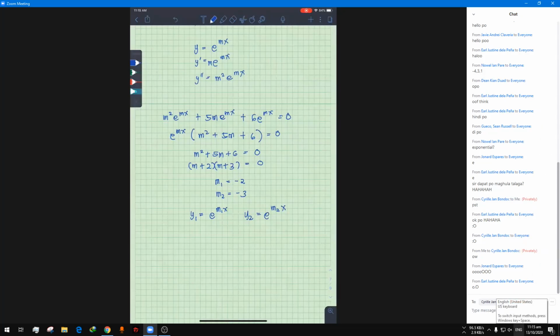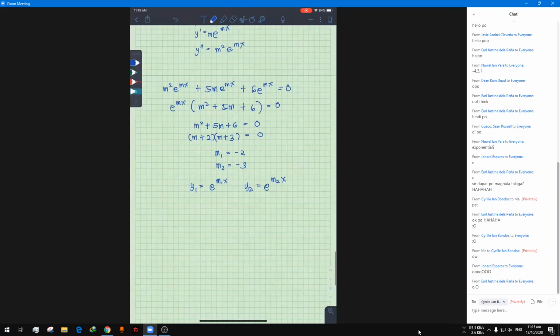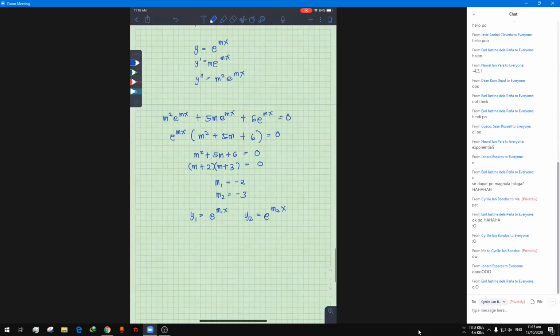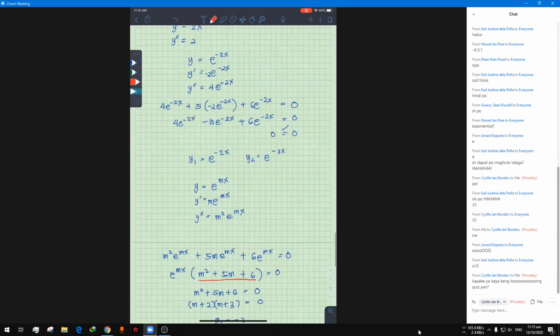So, ngayon, yun yung dalawang solutions natin. Y1 is equals to e raised to M1x, and then Y2 is equals to e raised to M2x. So, anong kinukuha natin? Kinukuha lang natin yung roots. Okay? Anong mapapansin nyo dito? Itong M squared plus 5M plus 6, it's the same as this, di ba?